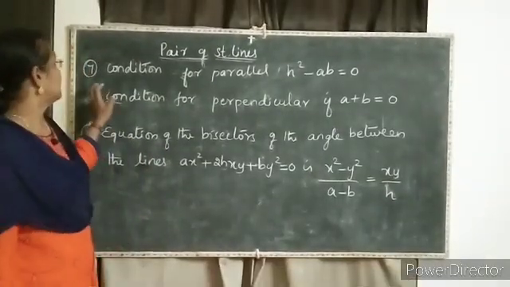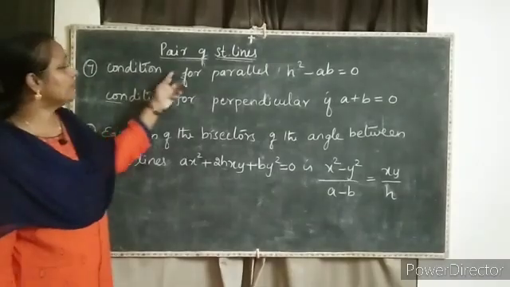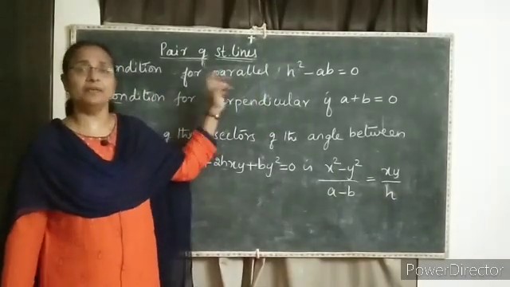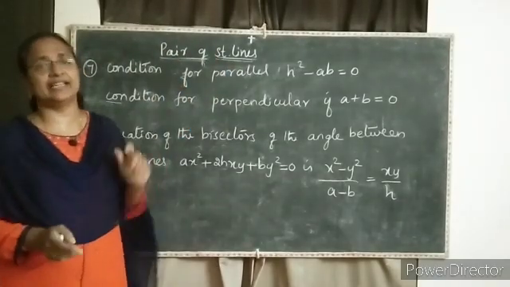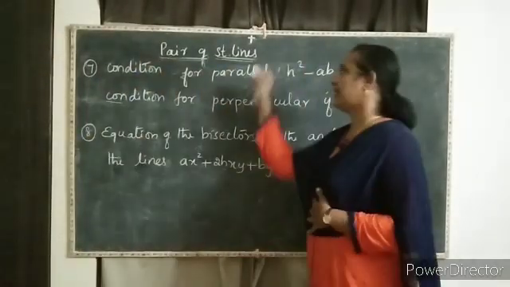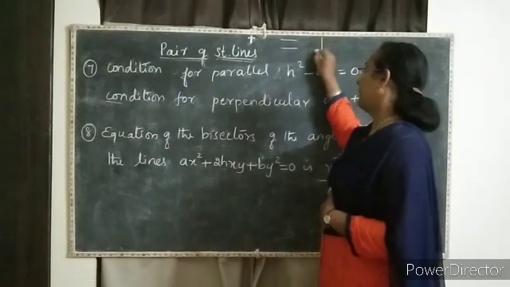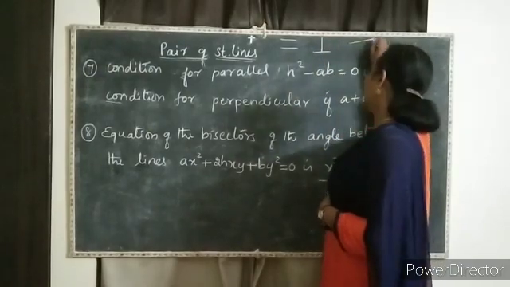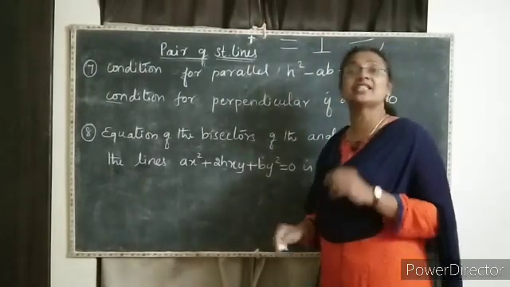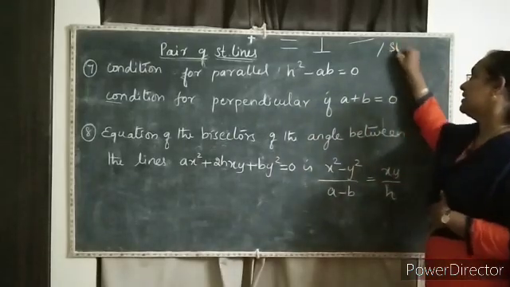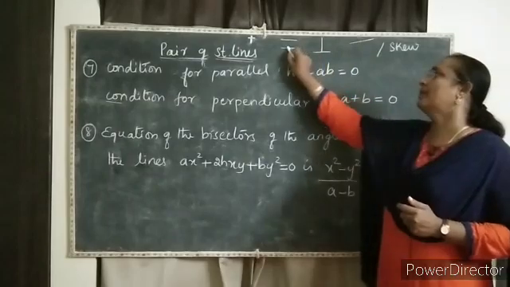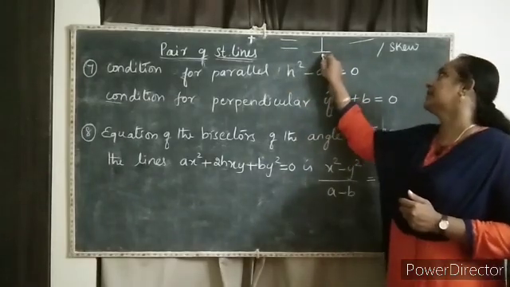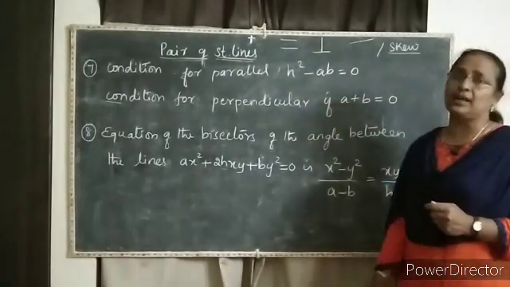Okay students, now the next one, condition for parallel. We know that we are discussing the pair of straight lines. A pair of straight lines can be parallel lines or perpendicular lines or any other lines. We say these are skew lines. If these two lines don't satisfy the parallel condition or the perpendicular condition, then we can call them skew lines.